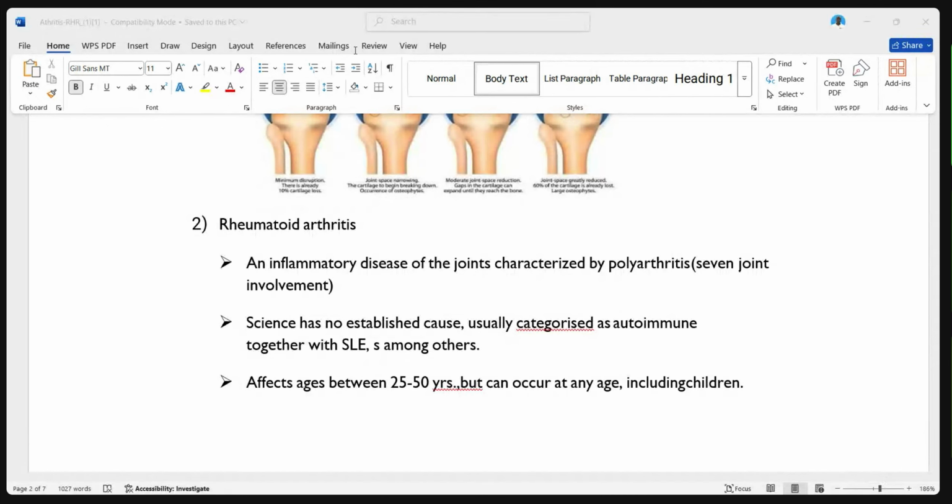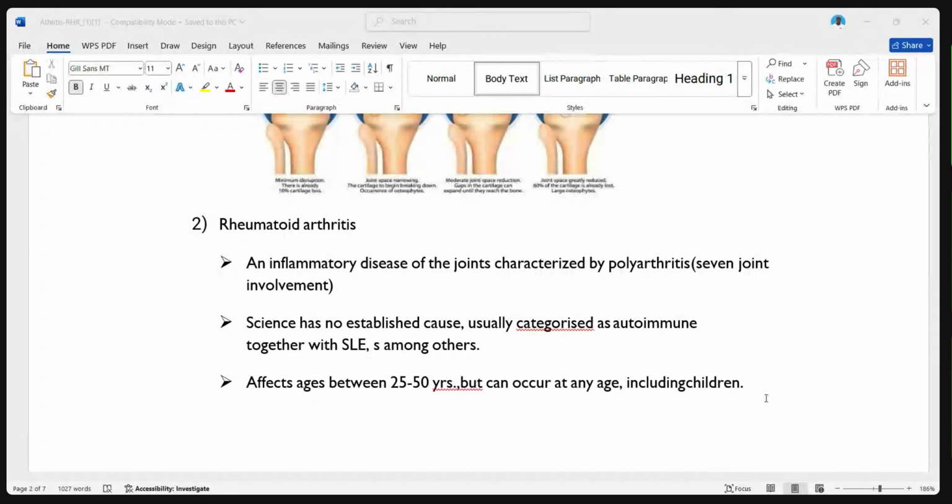You can be asked, name two autoantibodies that form immune complexes at the joint. So one of them is this: anti-citrullinated protein antibody. And the other one is called RF. RF is rheumatoid factor.